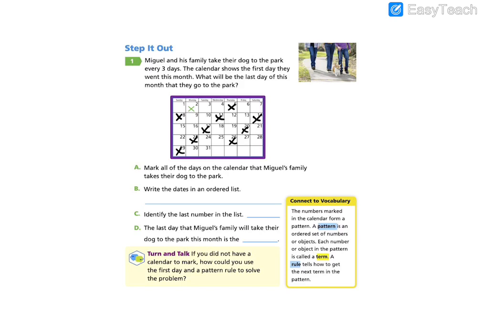All right, so now let's go ahead and fill in question B. It asks us to write the dates in an ordered list. So in order from least to greatest, go ahead and write the dates that you crossed off. And what is the last number in this list? The 29th. Therefore, the last day Miguel's family will take their dog to the park this month is the 29th.